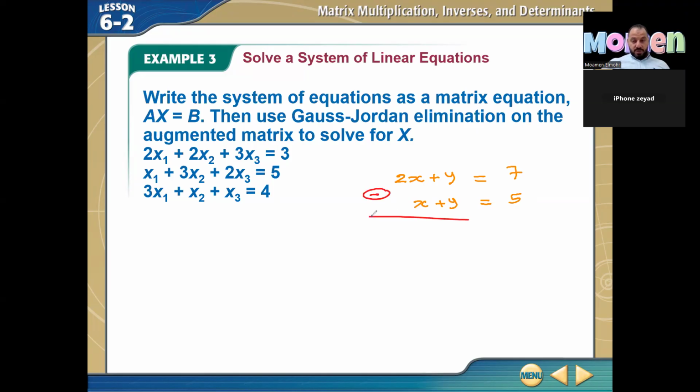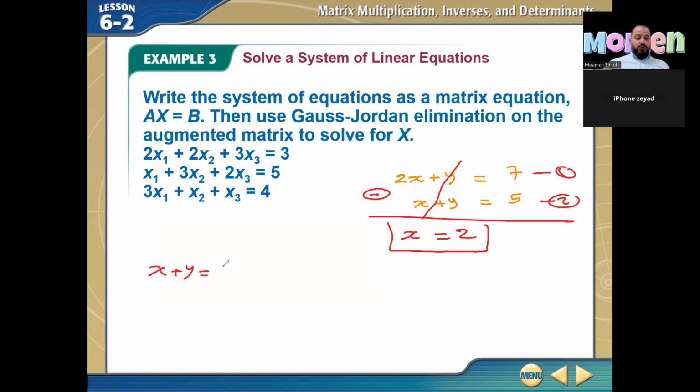Just subtract the 2 equations. 2x minus x equals x, y minus y is cancelled, and 7 minus 5 equals 2. So x equals 2. I need to get the value of y. Substitute in one of the 2 equations, equation 1 or equation 2. So x plus y equals 5. Replace x by 2, so 2 plus y equals 5. So y equals 3, and we get the answer.